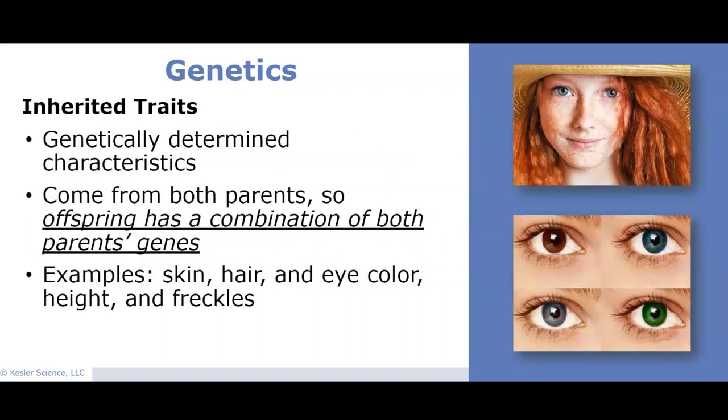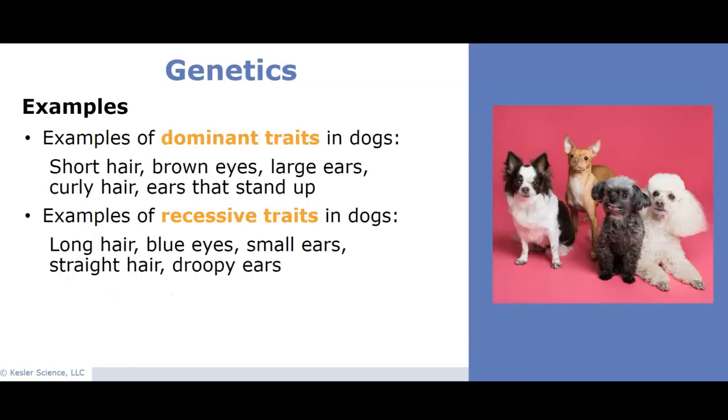Inherited traits are genetically determined characteristics. So they come from both parents. So offspring has a combination of both parents' genes. Some examples of inherited traits are skin, hair, eye color, height, and freckles. Examples of dominant traits in dogs: short hair, brown eyes, large ears, curly hair, ears that stand up. So those are dominant traits. Recessive traits are long hair, blue eyes, small ears, straight hair, and droopy ears.